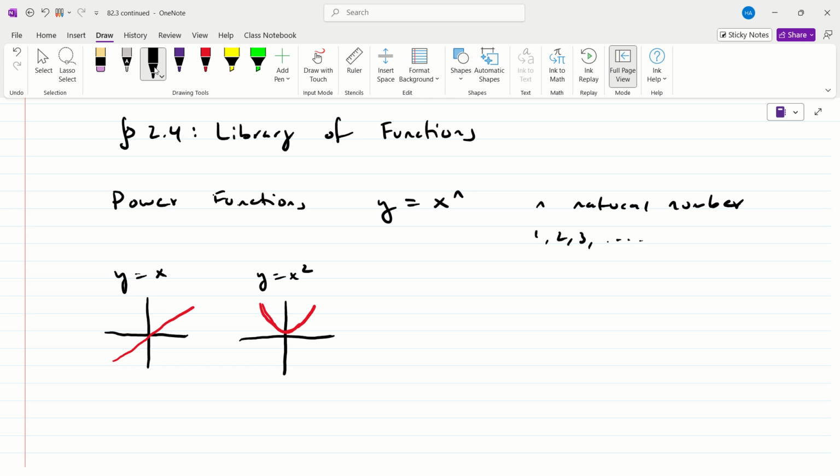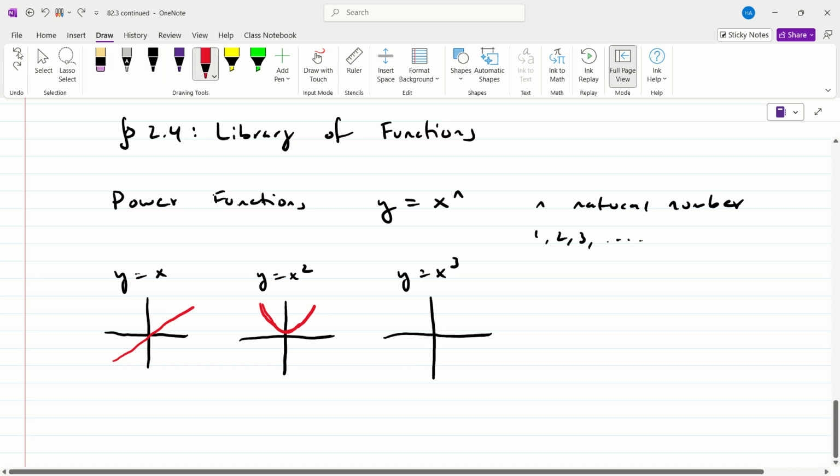Knowing the characteristics for these two gives us a lot of leverage for any other function of this format. If you were to graph out y equals x cubed, that's a cubic function. And notice that the end behavior of this function is very similar to the end behavior of x to the first power.